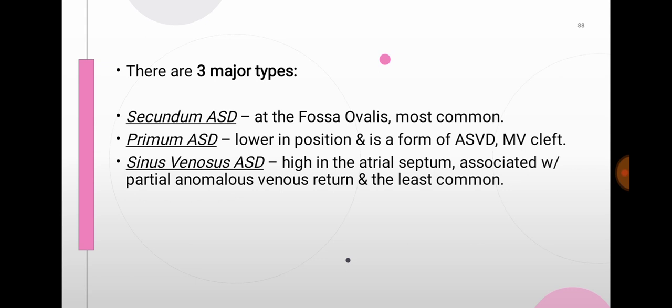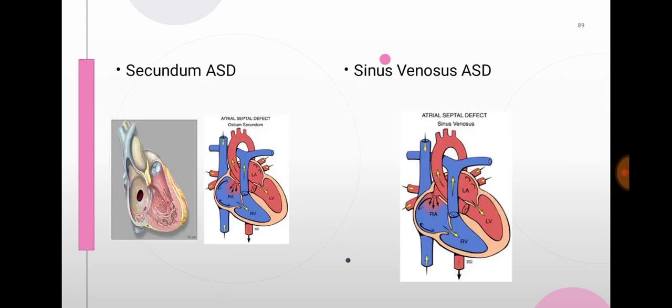So this shows your secundum ASD. In here, we have the defect between your left and right atrium. Your sinus venosus is located more on the upper portion. For ASDs, they sometimes have arrhythmias because they have nodal involvement.